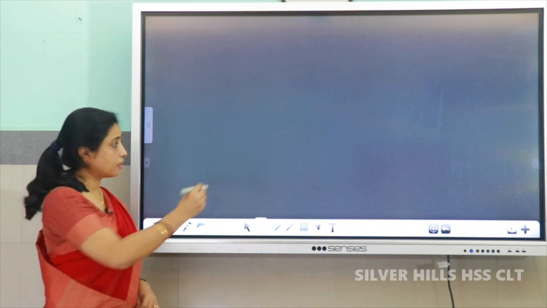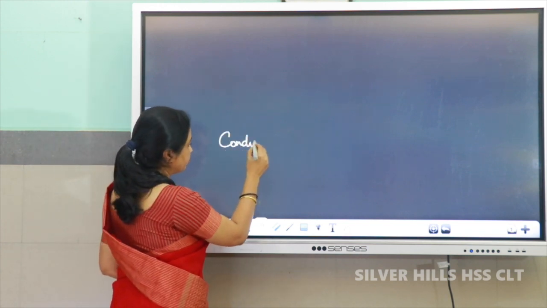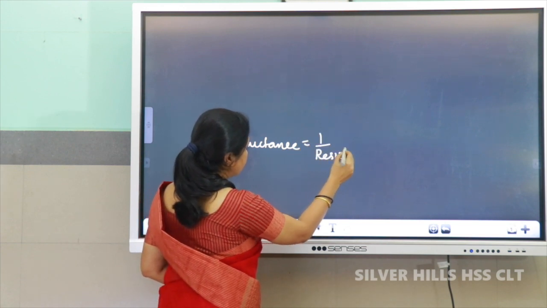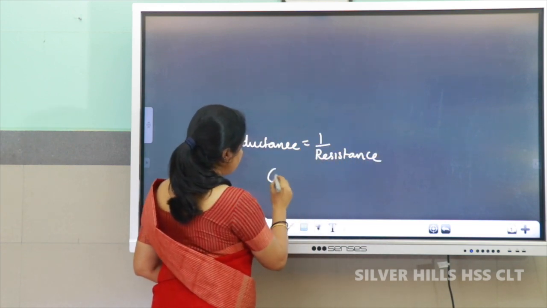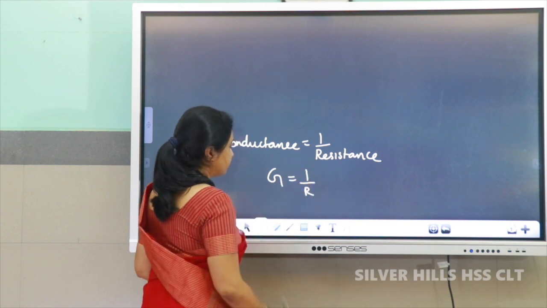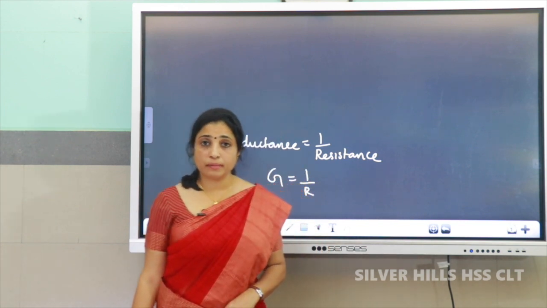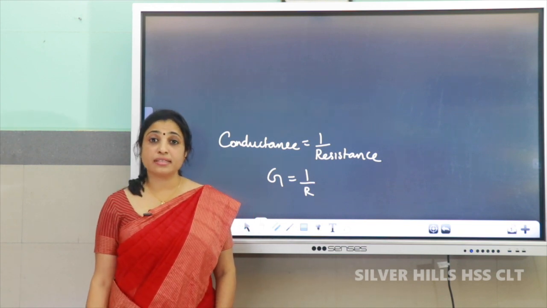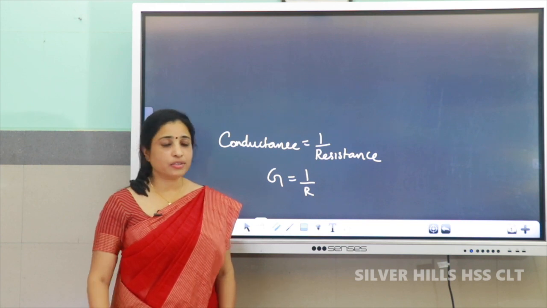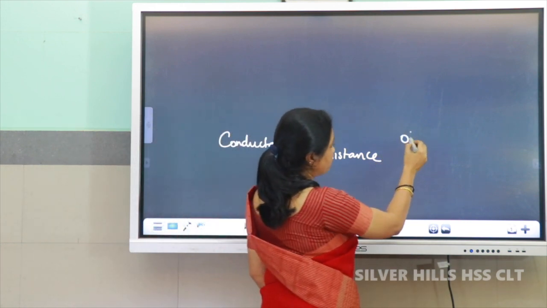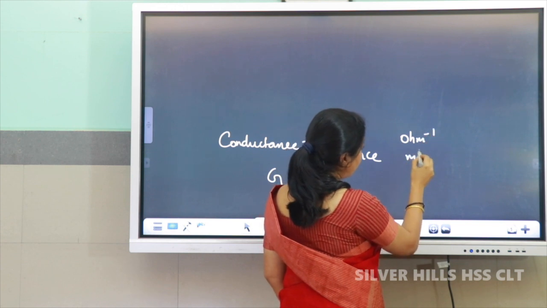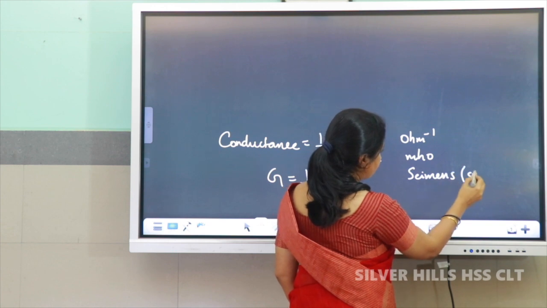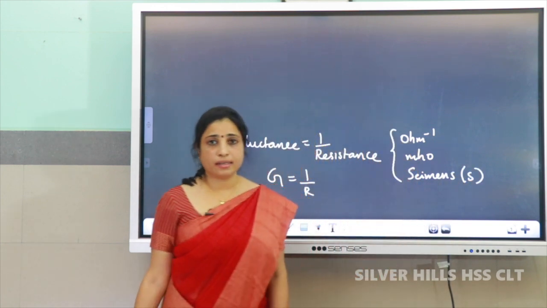So we have conductance is equal to 1 by resistance. That is G is equal to 1 by R, where G is conductance and R is resistance. Now let us see what is the SI unit of conductance. SI unit of conductance is ohm raised to minus 1 or mho or Siemens. These are the units of conductance.